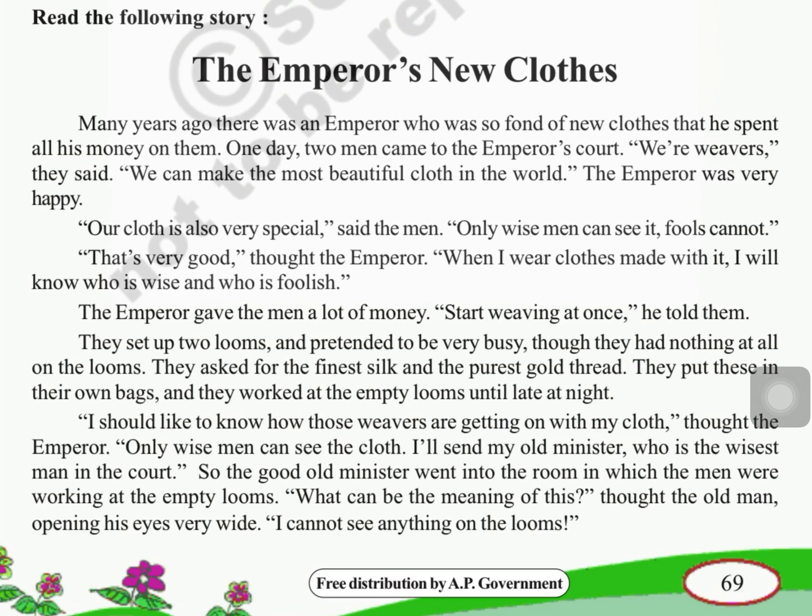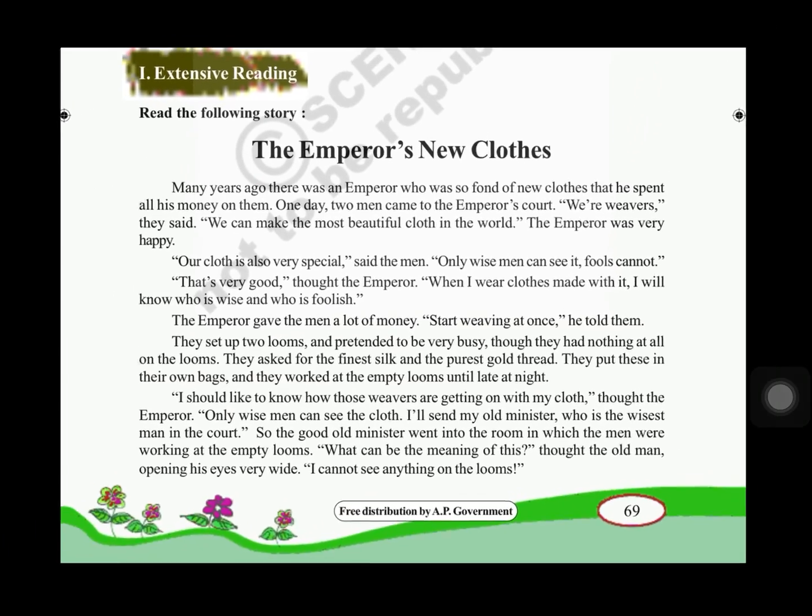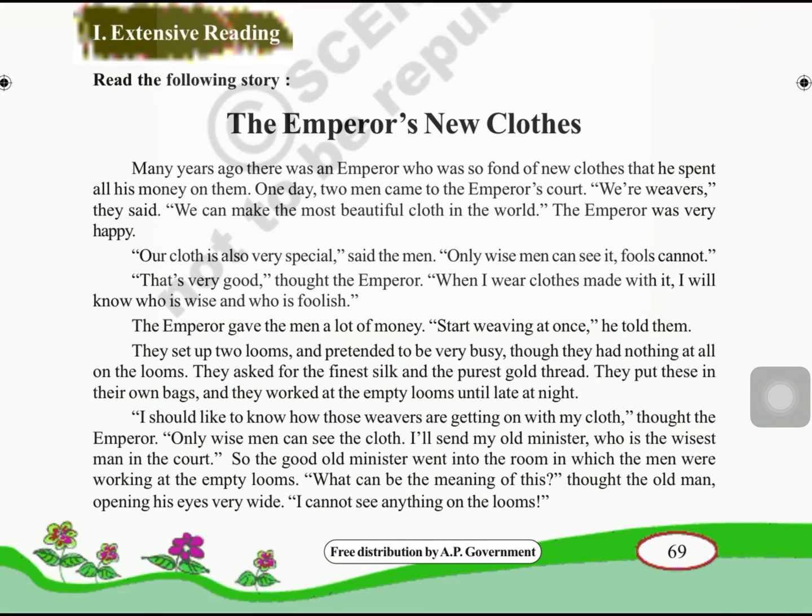So the good old minister went into the room in which the men were working at the empty looms. "What can be the meaning of this?" thought the old man, opening his eyes very wide. He was unable to see anything there. There was nothing. The looms were empty. They were pretending as if they were working. The old minister came to understand what this was. He started opening his eyes very widely, observing what was going on. Nothing is there. I cannot see anything on the looms.